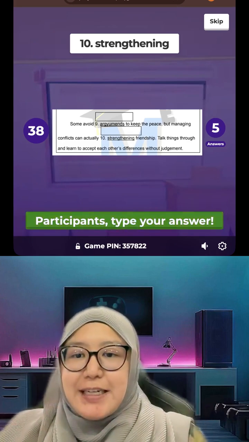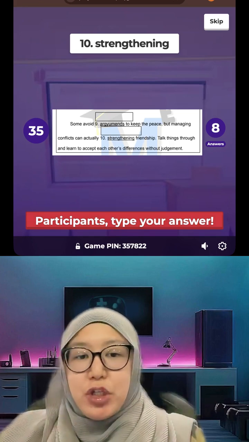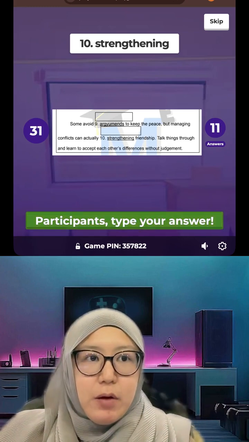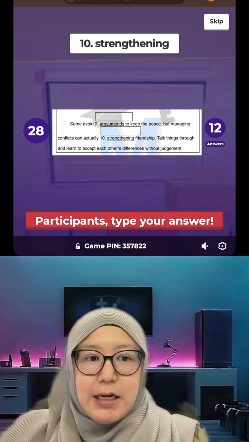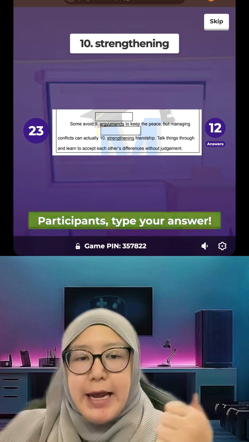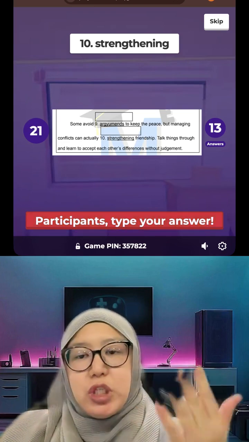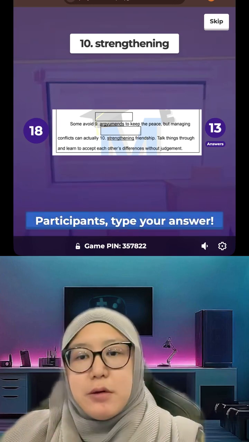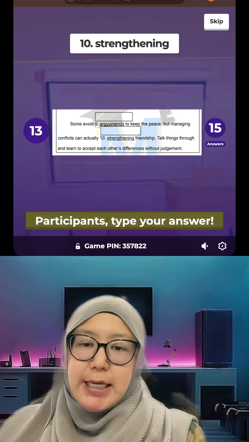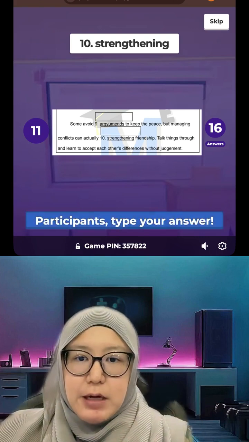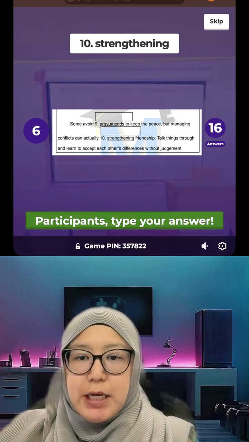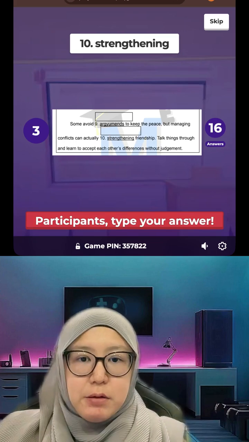But managing conflicts can actually strengthening friendship. Okay, you see the keyword there is can. What is can? Can is a modal verb. So after a modal verb, for example, can, could, may, would, shall, will, for the verb, can you put ing, ed, ses after a modal verb, or should the verb be in the base form? What do you think?